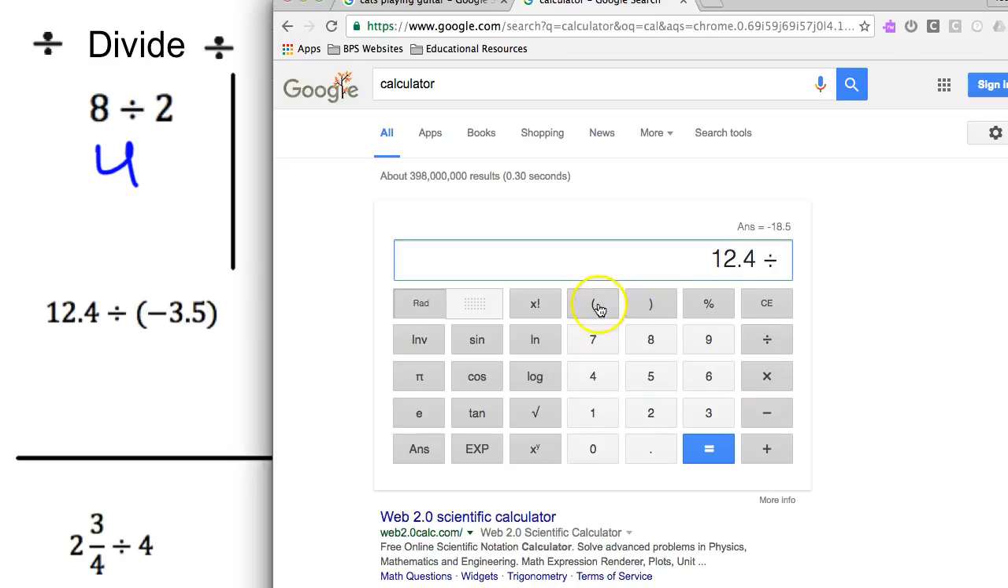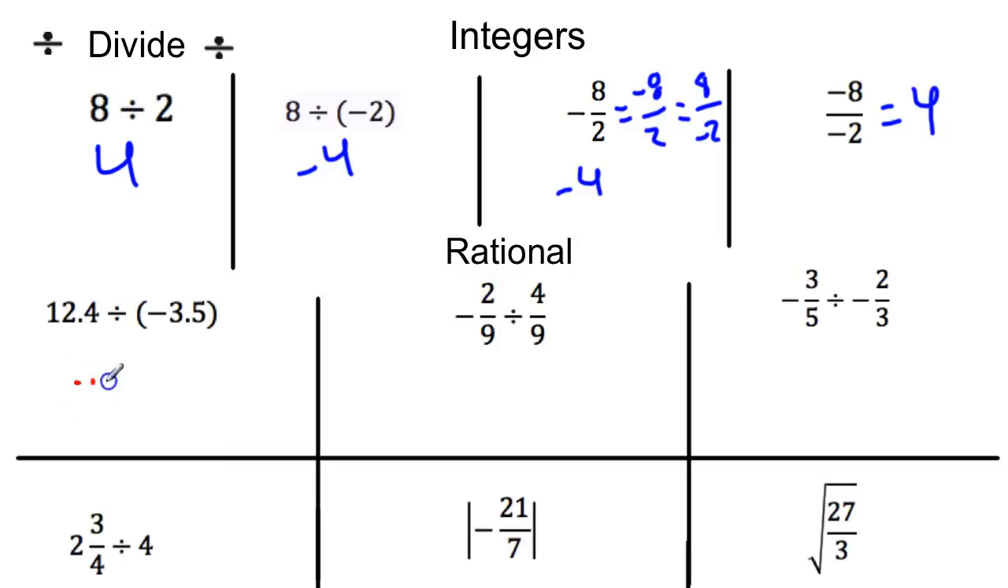12.4 divided by negative 3.5. What do I get? Ooh, that's an ugly number. Negative 3.542877. I'm going to round that to the nearest thousandths. So negative 3.543. So always, if you got a number like this, you've got calculators, put it right in the calculator.